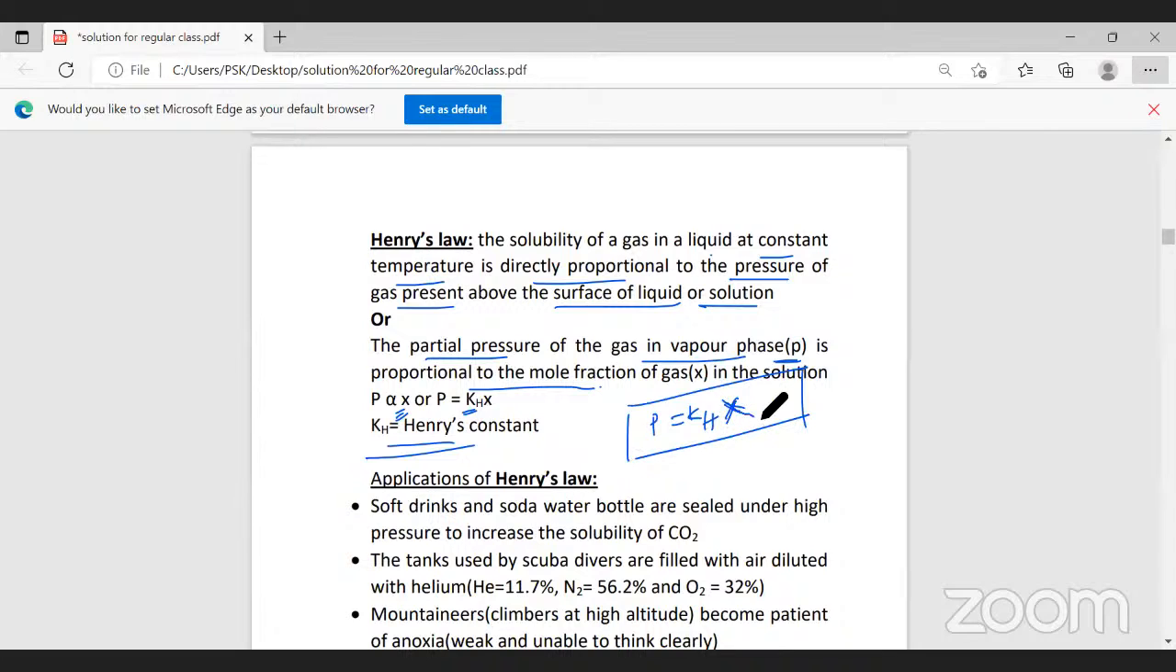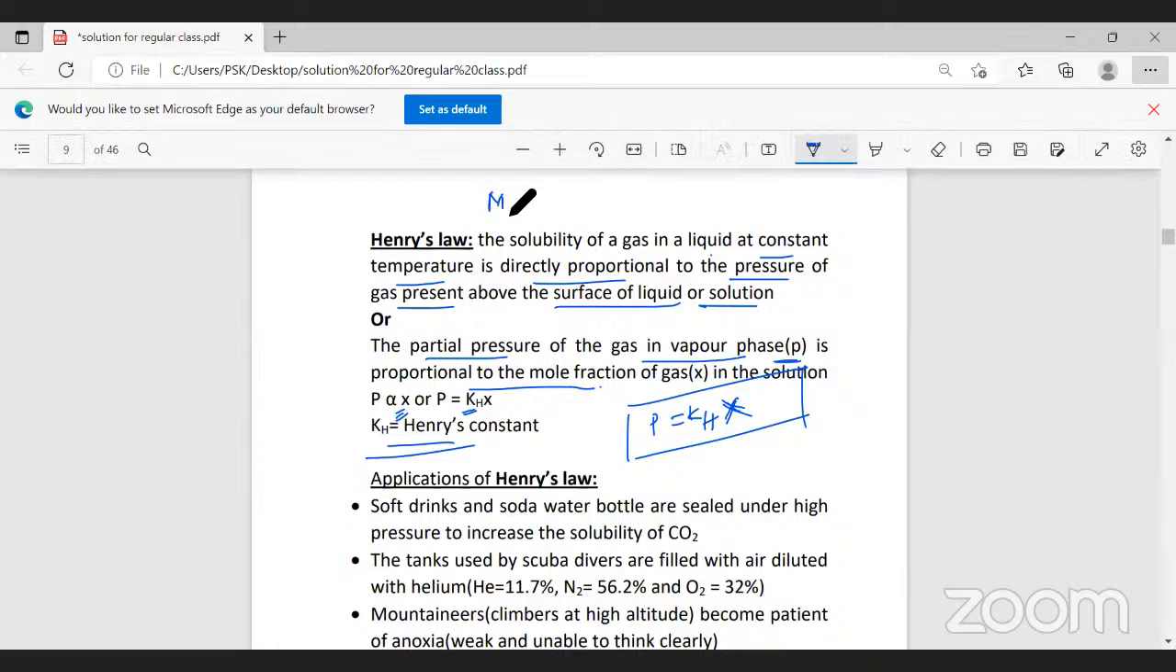We learned mole fraction yesterday. How do you calculate the mole fraction of the solute? Anybody? Number of moles of solute divided by number of moles of solvent plus number of moles of solute together. So number of moles of solute divided by total number of moles of solution will give you the mole fraction of the solute. Since we are talking about the solute, we represent it as XB.